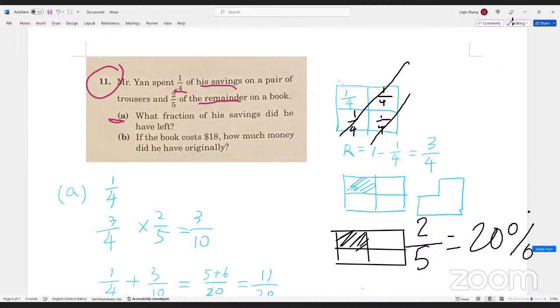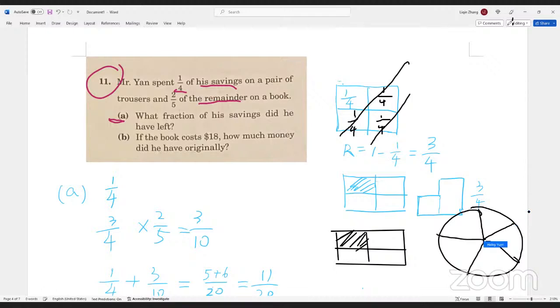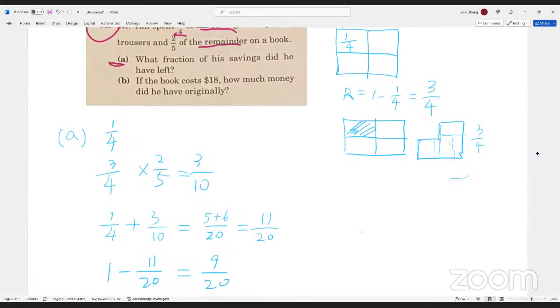So 2 out of 5 should be in this part, based on the 3 out of 4. On this one, we refigure it as 5 parts, 5 equal parts, and then use two parts. This is a bit hard to divide, but this is the meaning. If we use a circle to replace the remainder, right?